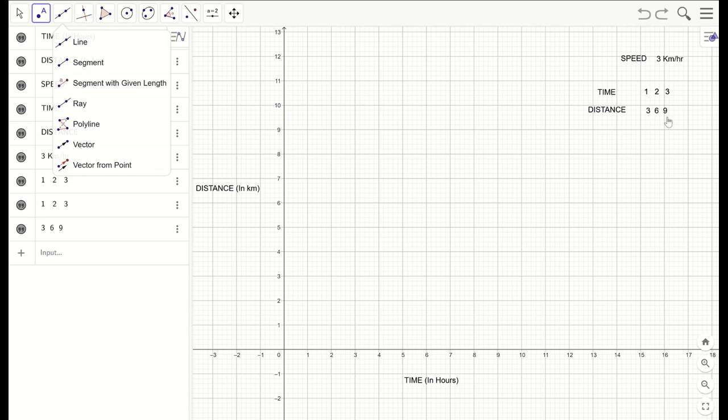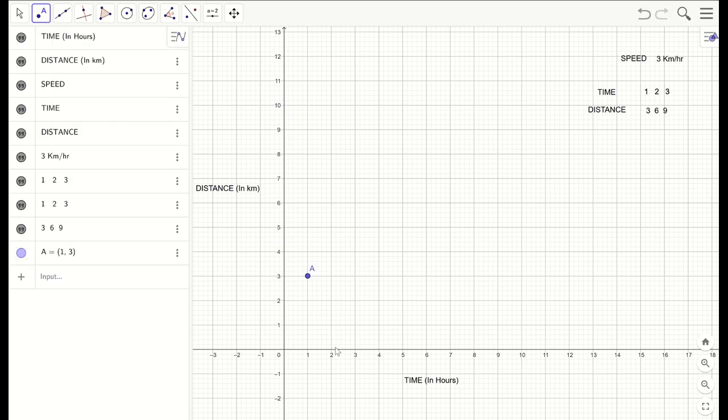Let's plot these points on this Cartesian plane. In this Cartesian plane, if the time is 1 hour, the distance traveled is 3 kilometers. If the time is 2 hours, the distance traveled is 6 kilometers. And if the time is 3 hours, the distance traveled is 9 kilometers.